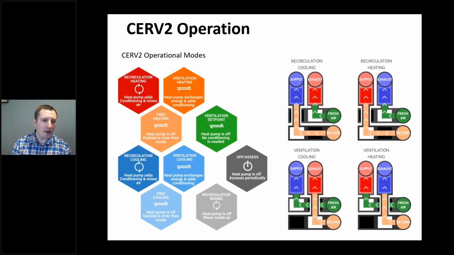But looking at the modes of operation, then there's recirc heating, ventilation heating, free heating. Free heating, like free cooling, is when the heat pump just stays off. When energy recovery isn't beneficial, you just want to bring fresh air in. Swing seasons are when you might see this a lot. So when it's cooler outside, but not quite cool enough to overcome the internal heat generation in the house, you just want to bring that fresh air in to cool it down, provide fresh air, so the heat pump will just stay off during that time.